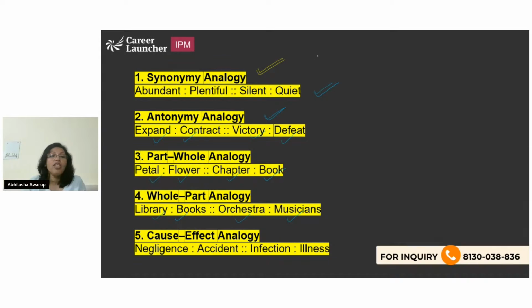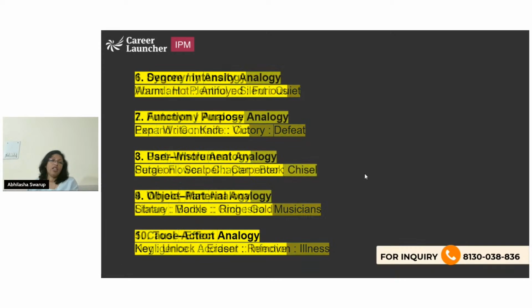Then you could have a cause effect analogy also. For example, negligence causes accidents. Similarly, infection causes illness. So there is a causal relationship to this set. So here are five.